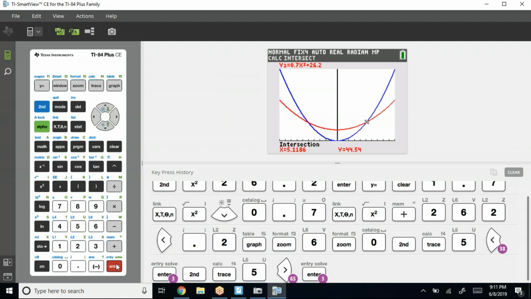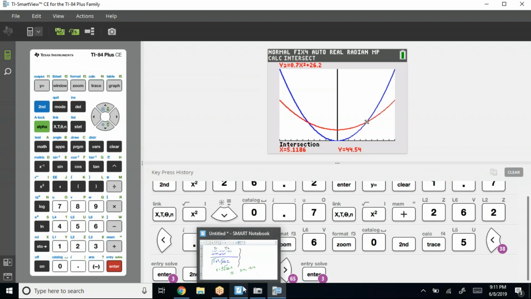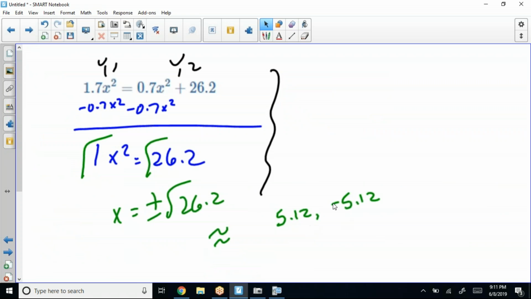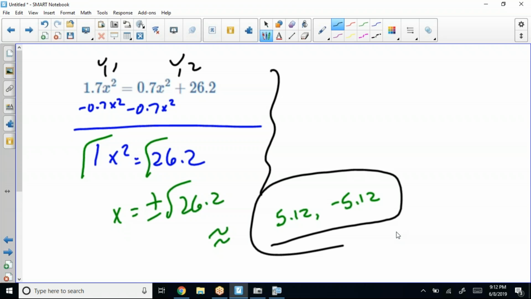So that's why you see x is positive 5.1186, and then over here it would be negative 5.186. When we did it with the other method, see how we got this? Yes, sir. So we got the same thing. It's just how you want to approach it.